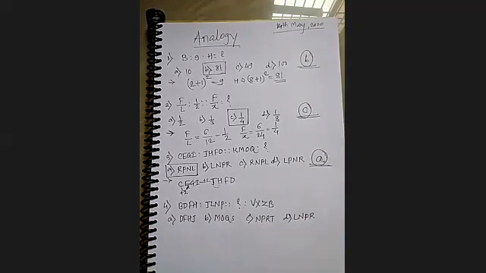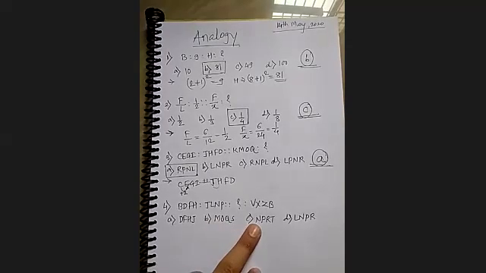Sir, can you repeat the fourth question? B, D, F, H, J, L, N, P, question mark, V, X, Z, B. Your options will be D, F, H, J; M, O, Q, S; N, P, R, T; and L, N, P, R. So these are your options. Okay, sir. Thank you.